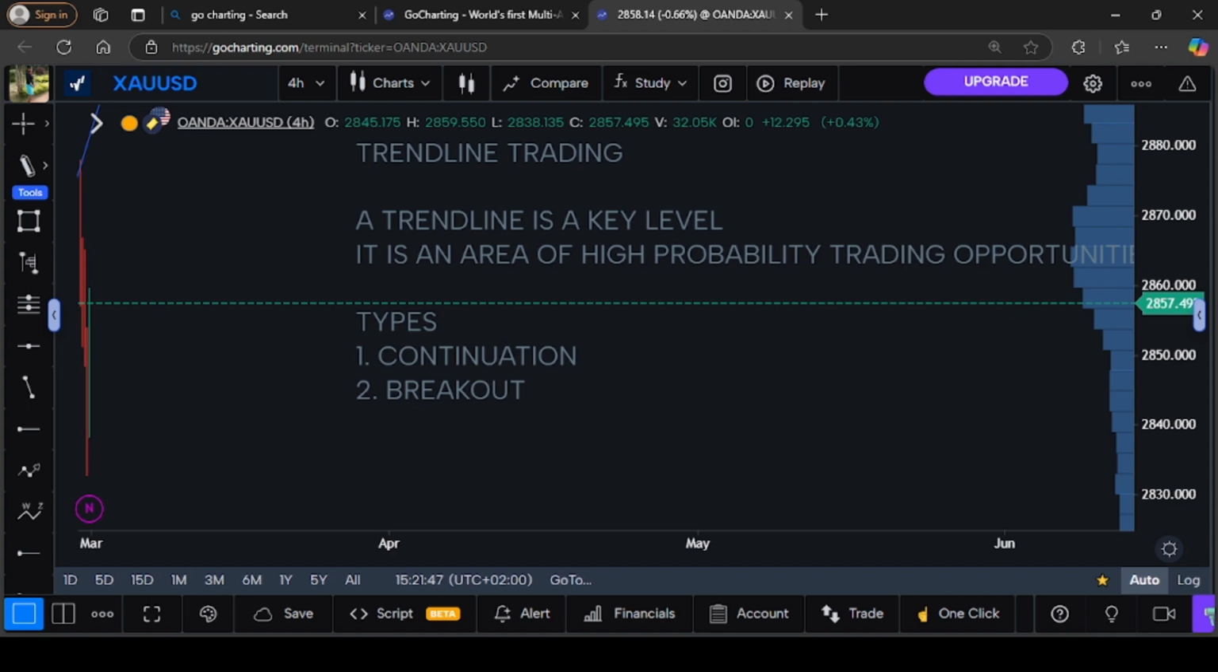Then we also have the breakout trend line. With the breakout trend line, it is a scenario whereby when price reaches your trend line, instead of bouncing back, the price will break or violate your trend line, or it will intersect with your trend line, then it moves further away from your trend line. When that situation occurs, it's called a breakout trend line.